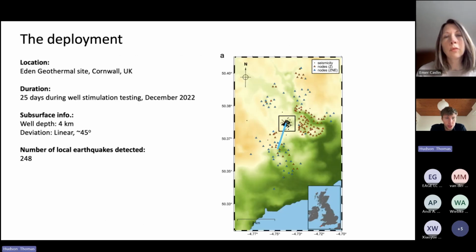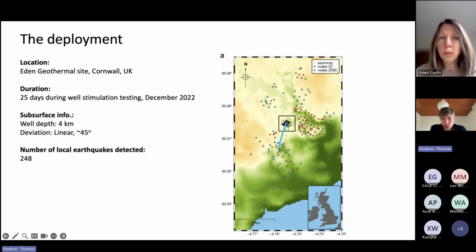And so what we did is we deployed these sensors at Eden geothermal site in Cornwall in the UK. And this is a 4-kilometer well with a deviation of 45 degrees from vertical. They inject fluids at the surface here, and we're stimulating the reservoir at depth, shown by the seismicity here. And we detected 250 earthquakes during a 25-day deployment.